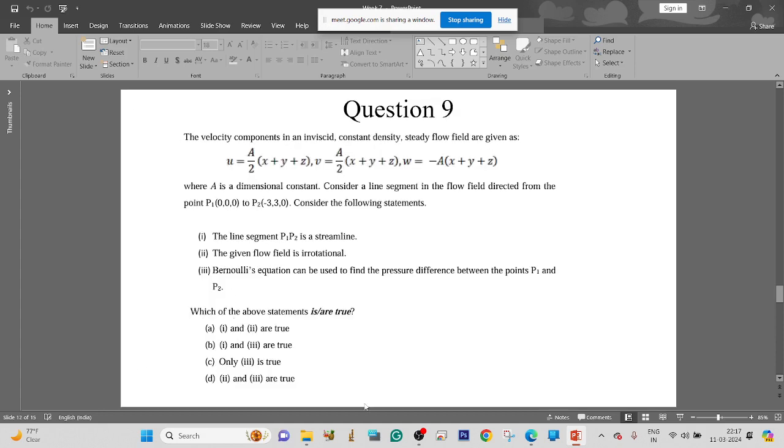So this is the next question. Note down the next 3 questions. You can take a photo of this and solve it back at your home. I'll discuss the solution in the next week. Okay.